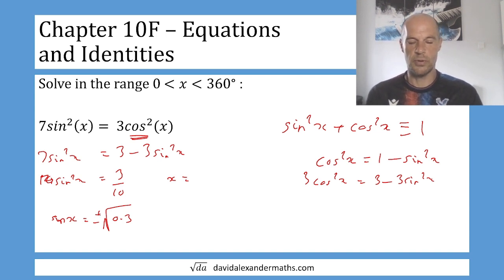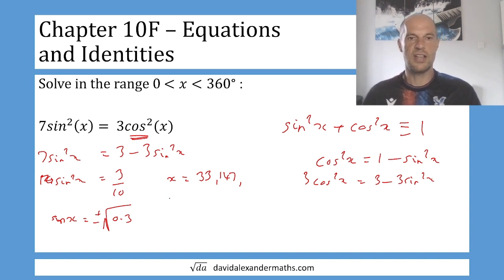So the square root of 0.3, let's just inverse sine that. We are getting x is 33. The next value is going to be 180 minus 33, which is 147. And the next pair will be these two values plus 360, which will take me out of range.